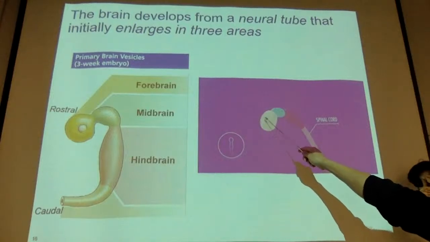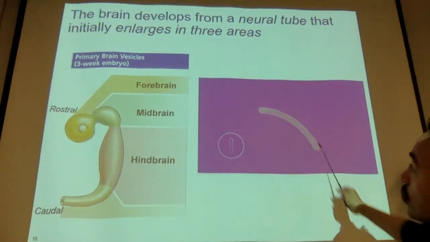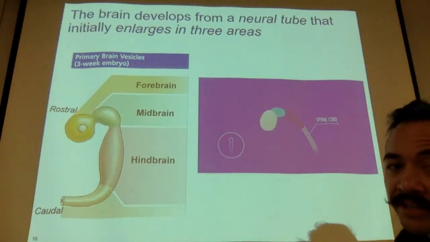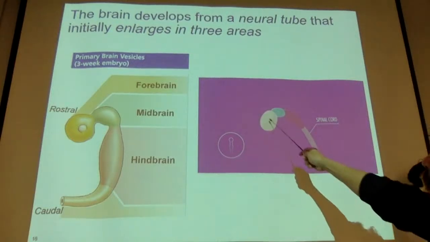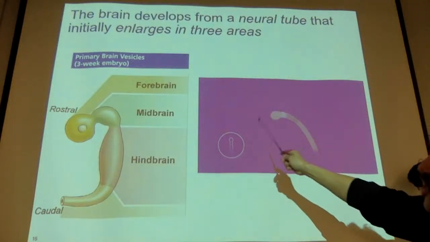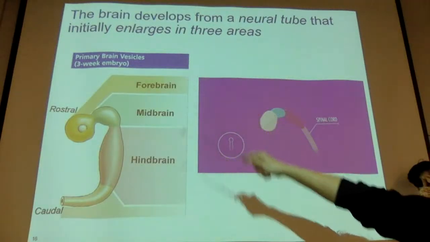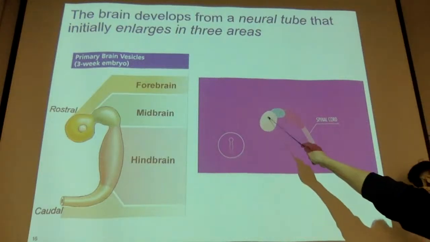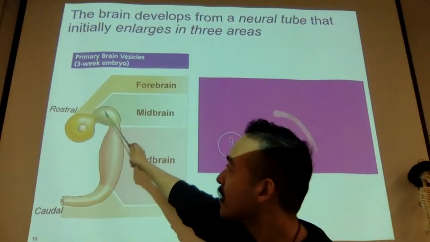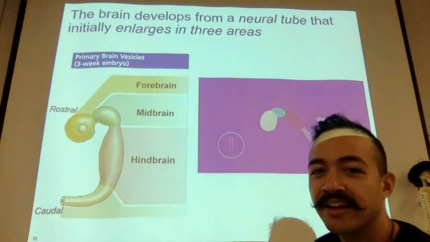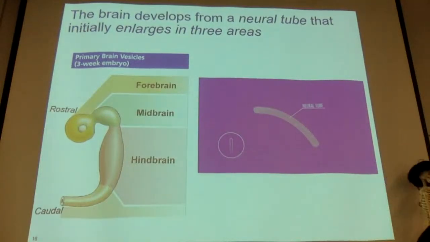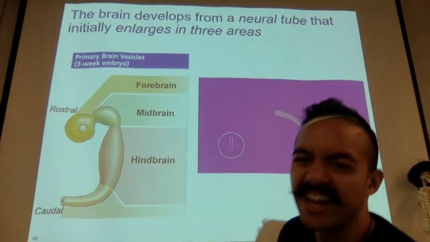Our nervous tissue, our brain and spinal cord, starts out as a tube. It's a neural tube. And that neural tube will keep undergoing mitosis and keep differentiating. Some parts grow faster than others until we develop initially in 3 weeks as an embryo. We get a forebrain, a midbrain, and a hindbrain. Forebrain, midbrain, hindbrain. It's not endoderm. Remember those directional terms? Not epiderm.